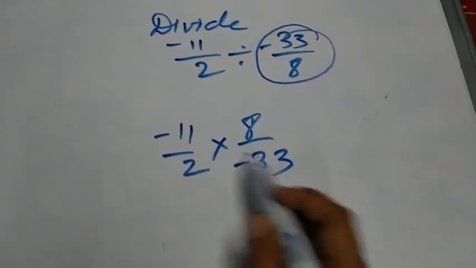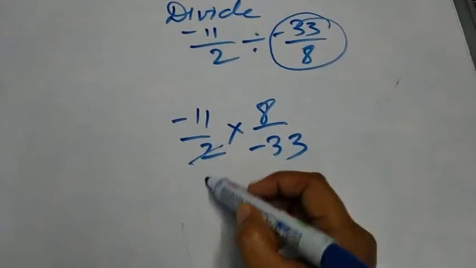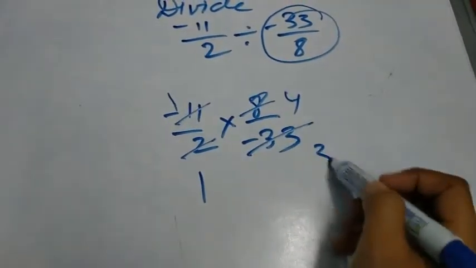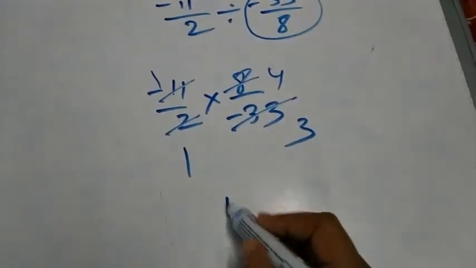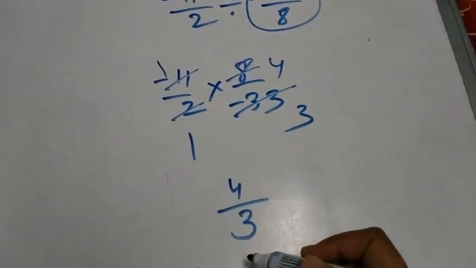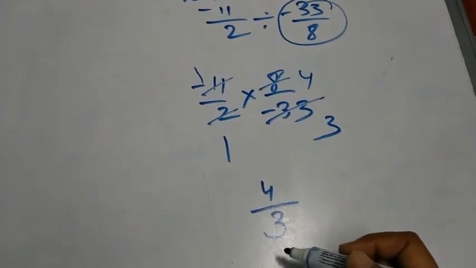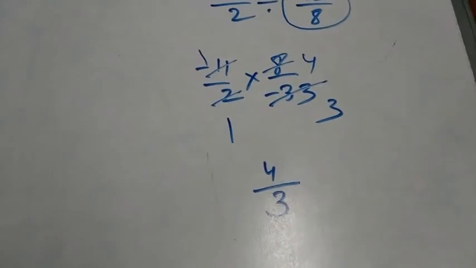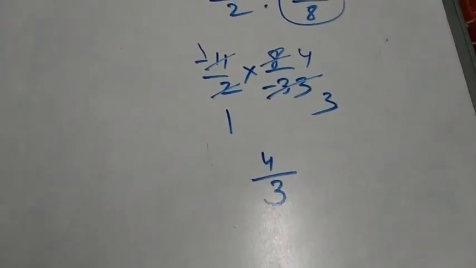Okay, now whatever is cancelling, same as we have done in multiplication, it will be the same. 2 1s are 2, 2 4s are 8, 11 1s are 11, 11 3s are 33. Minus is cancelled by minus. Okay, so now 1 into 4 will be 4 and 1 into 3 will be 3, so the answer is 4/3. Okay, so now you have to solve the worksheet which is based on rational numbers. Okay, all the best, thank you.